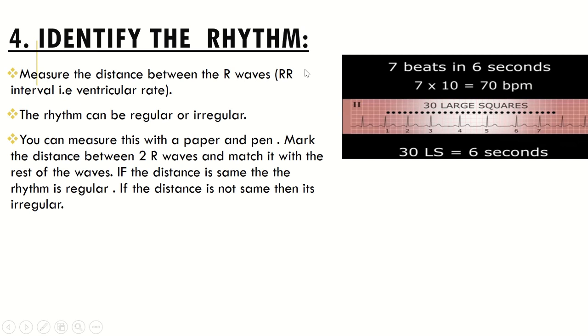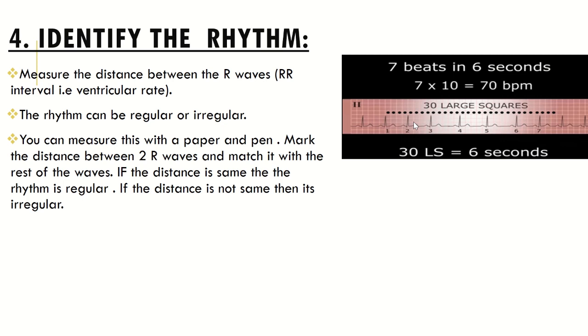The fourth one is to identify the rhythm. There are only two possibilities: the rhythm can be regular or irregular. To find this, there is a simple, easy step: measure the distance between the R waves. With practice, just by looking you can say whether the rhythm is regular or irregular.